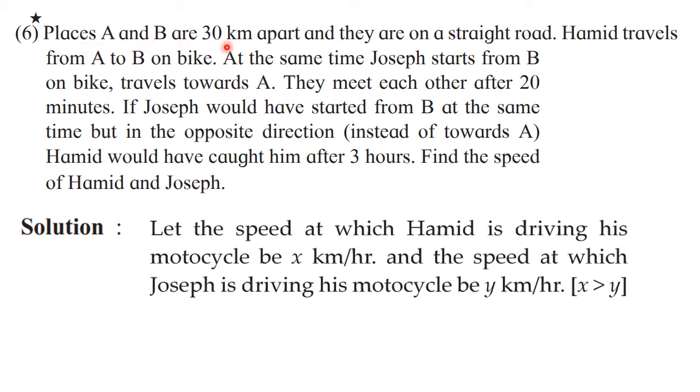A and B are 3 kilometers apart and they are on a straight road. Hamid travels from A to B on the bike. At the same time, Joseph starts from B on a bike, traveling towards A. They meet each other after 20 minutes. Okay, so this is the first condition, or first case we can say. So now let us discuss this first case.